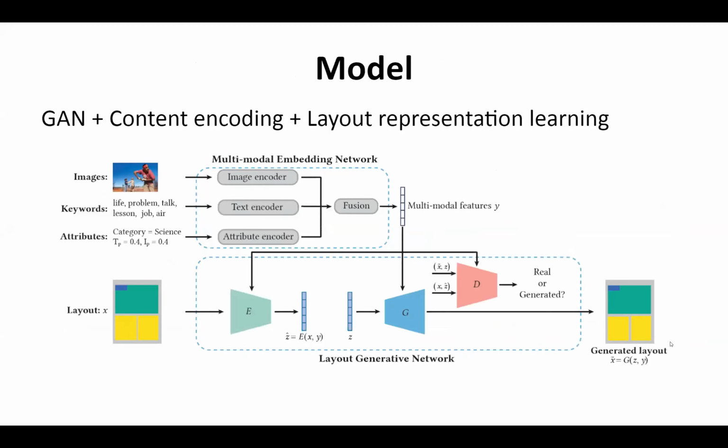Our model learns a distribution of graphic design layouts conditioned on input contents. To represent input contents of a graphic design, we use its images, the keywords of its text, and also some design attributes. We use an embedding network to encode the input contents into content features. And then we use a layout generative network to generate layouts based on the content features. We also introduce a layout encoder, which will map input layout into a latent code. And this will allow us to control the layout generation process by inferring a latent vector from some input signal.